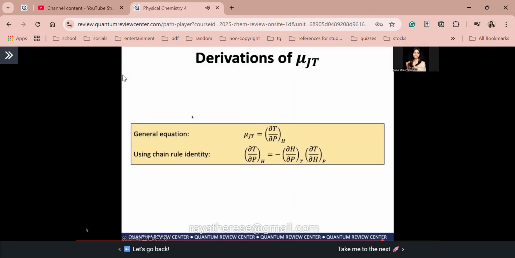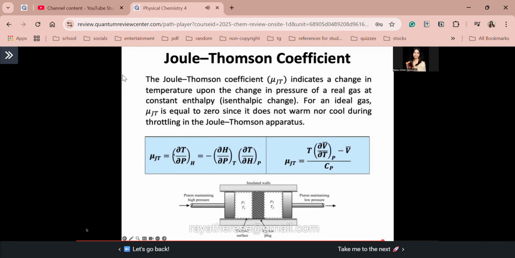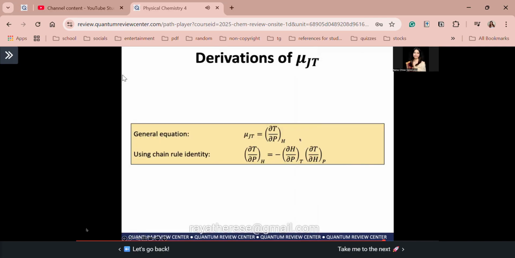So, the equation for the Joule-Thomson coefficient is mu JT equal to (∂T/∂P) at constant H, as we know earlier. If we derive this, we get negative (∂H/∂P) at constant T times (∂T/∂H) at constant P. Another expression for the Joule-Thomson coefficient is [T(∂V/∂T) at constant P minus V] over CP. So, how do we derive this? For the equation on the left earlier, the general equation is mu JT equal to (∂T/∂P) at constant H, because it involves the change in temperature as we change the pressure at constant enthalpy. We can just use the chain rule identity to determine this equation. So (∂T/∂P) at constant H is equal to negative (∂H/∂P) at constant T times (∂T/∂H) at constant P.